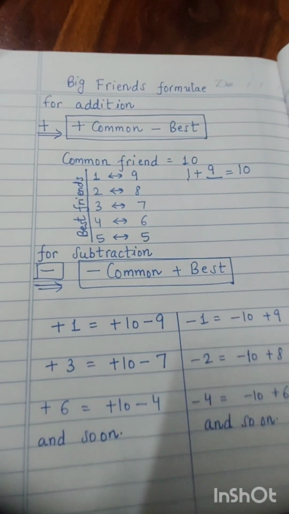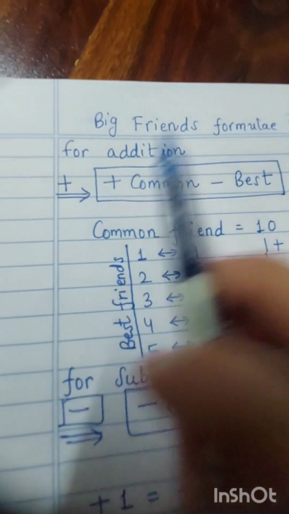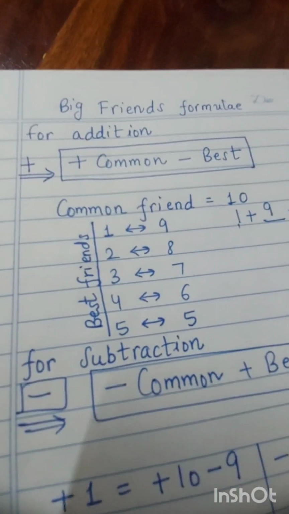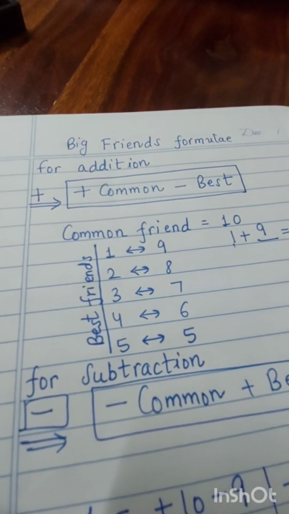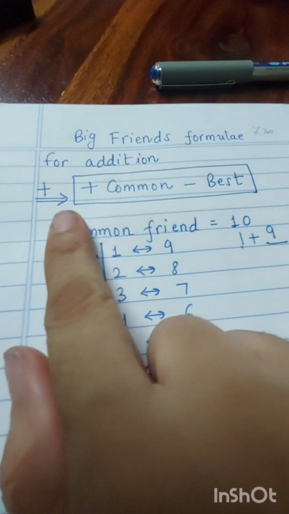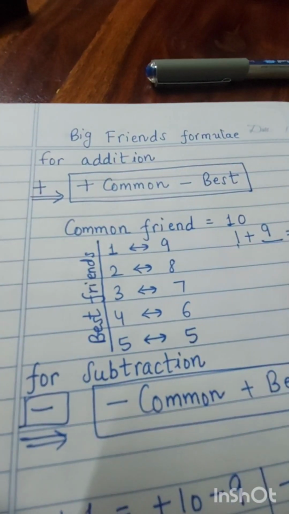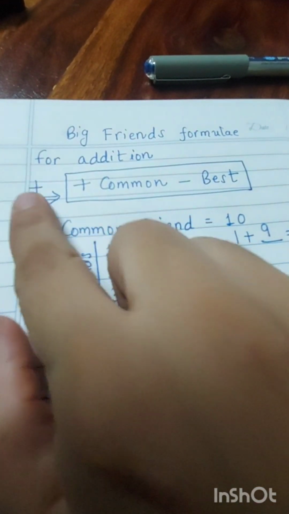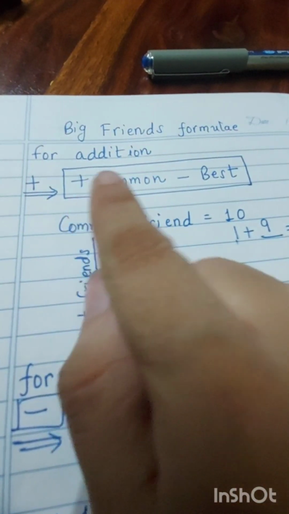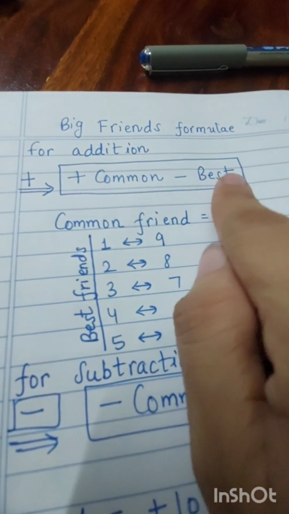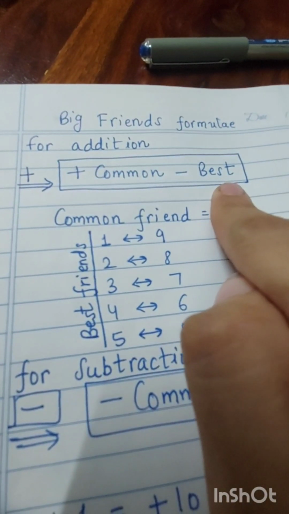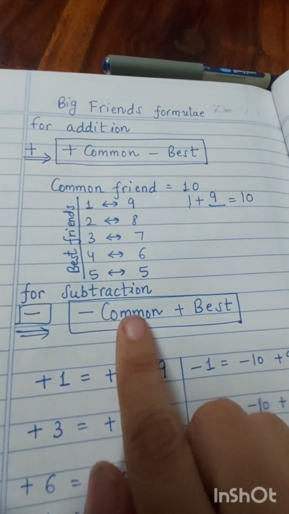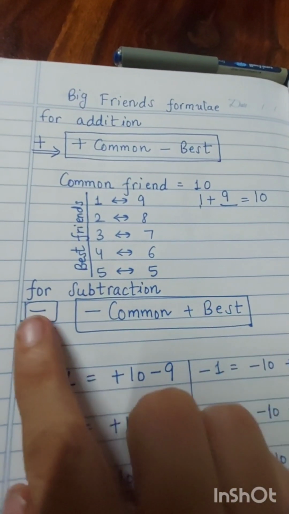Okay, so now what we have to do for adding and what we have to do for subtracting. Always remember, whenever we take the help of small friends or big friends, for addition you have to add the common friend and subtract the best friend. For addition, add common minus best. And for subtraction you have to do just the opposite. For subtraction, minus common plus best.